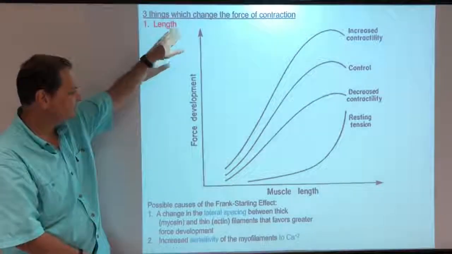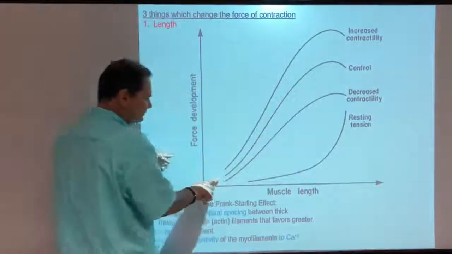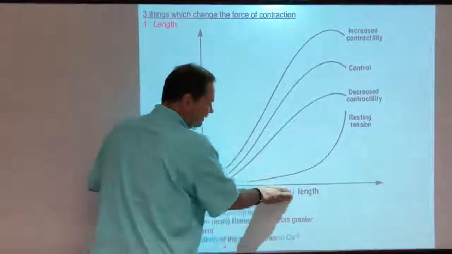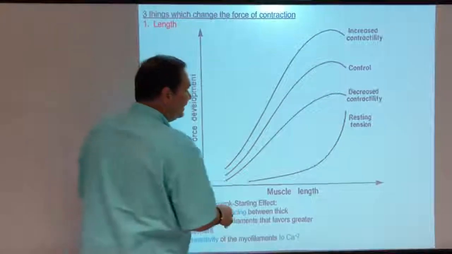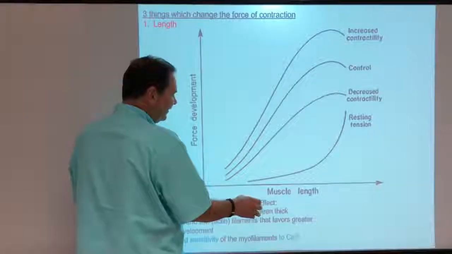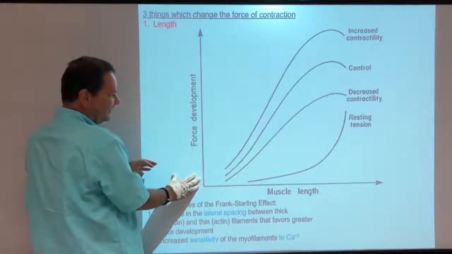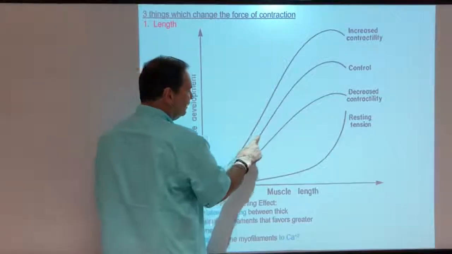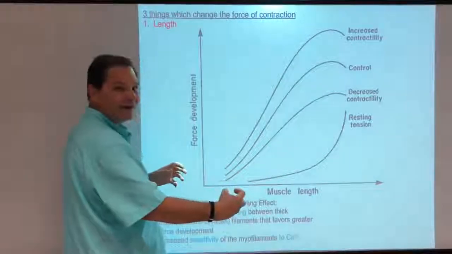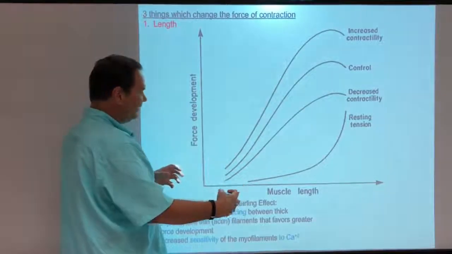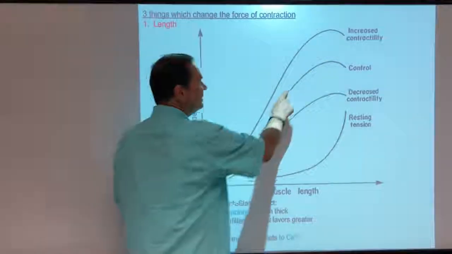One is length. And this graph shows you, if you look at our control muscle, you increase the length of the muscle before you stimulate it, okay? And so you increase that length, and then you stimulate it, you generate a certain amount of force on our y-axis. And you can see in our control, force goes up with the muscle length. So the more I stretch that muscle before I stimulate it, the more force is developed. And this is our length tension curve in cardiac muscle.